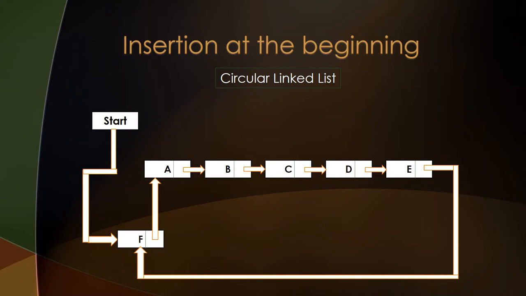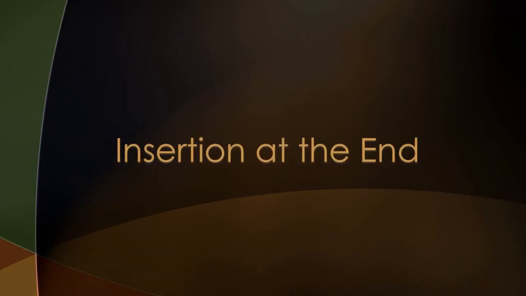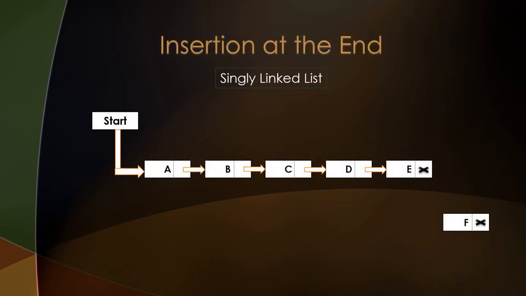Now, the last thing we'll learn about inserting into a linked list is insertion at the end of a linked list. So let's begin. We'll be using the same example of a singly linked list with insertion at the end. The insertion at the end in the case of a singly linked list is very simple. In this case, we need to insert a new node F at the end of the linked list. So you just need to change the next pointer of node E from null to point to the new node F. So this is it. We have changed the address in node E so that, instead of null, it now points to the new node F. And that's it. We have inserted at the end of a singly linked list.